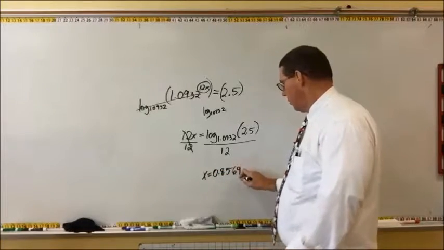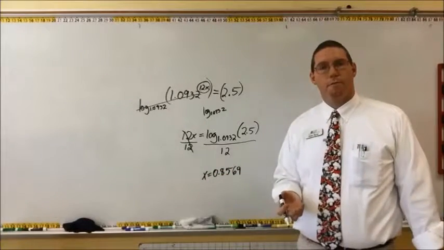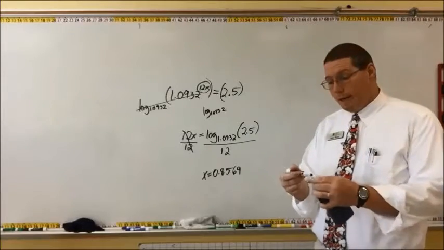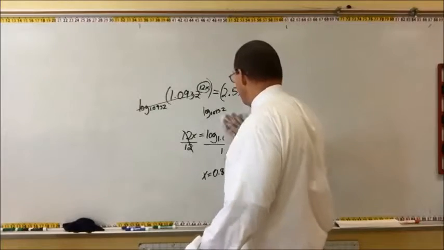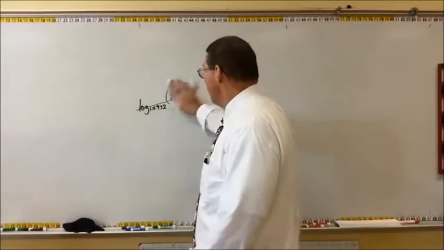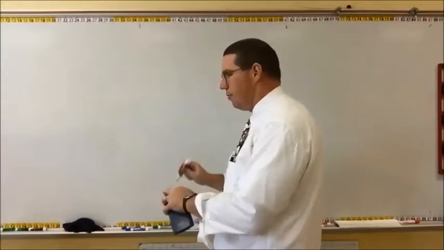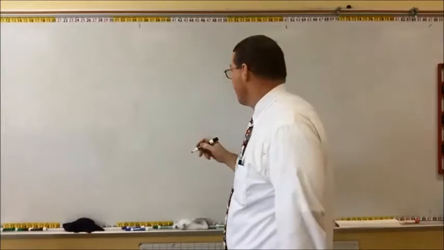There we go. And that's my answer for x. All right. Let's do another one. Now I'm going to introduce you to how to cancel an exponential base of e. This one's actually really easy. We don't have to do anything too terribly nasty. This one's very, very simple.